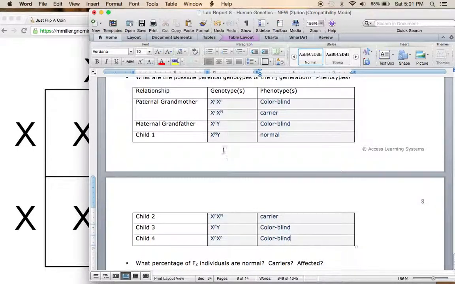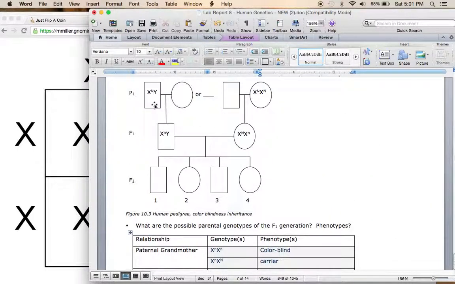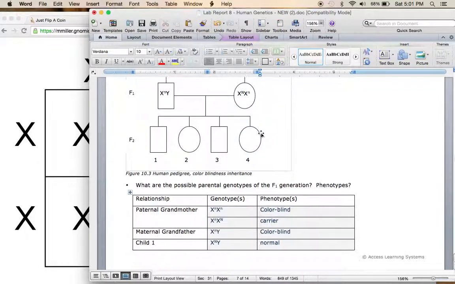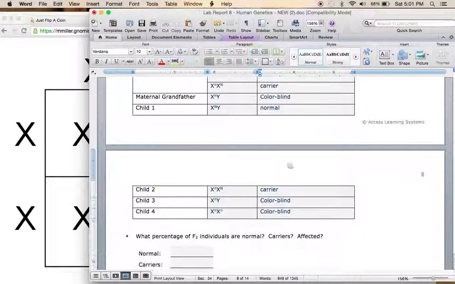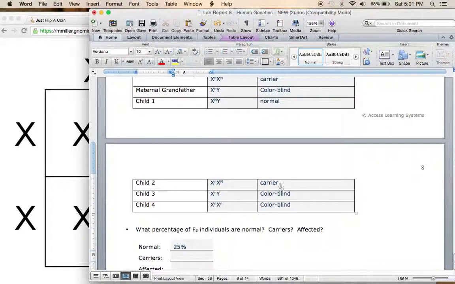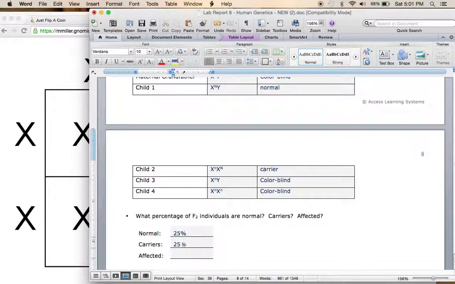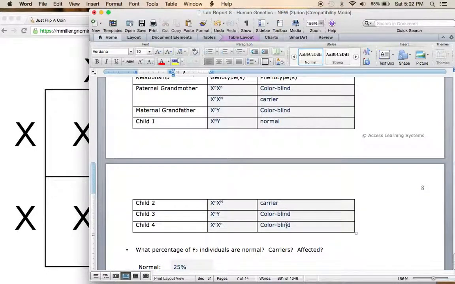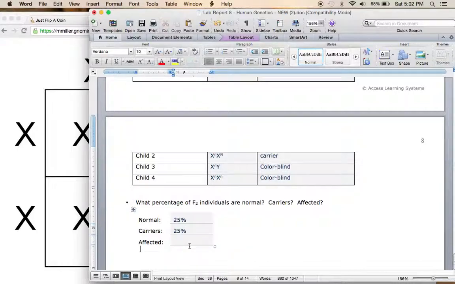So out of the 4 offspring of this colorblind man and a carrier woman for F1, the F2 generation, we've got 1 normal child, 1 carrier, and 2 colorblind children. So when we're talking about percentages of the F2 generation, we just had 1 normal one, so 25% were normal. We had 1 carrier, so 25% were carriers. And then we had 2 colorblind children, so 50%, or half, were colorblind.